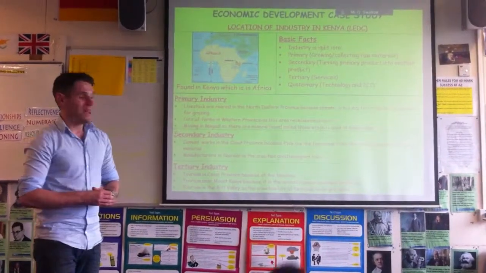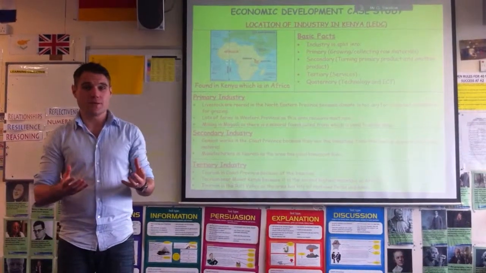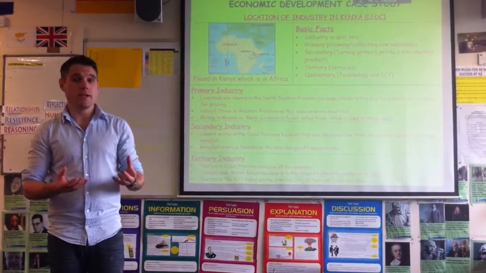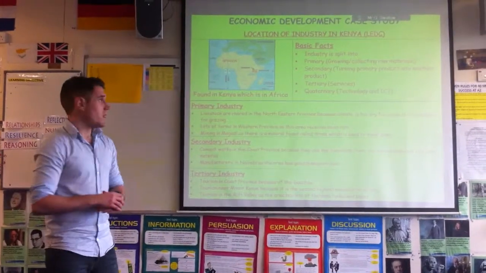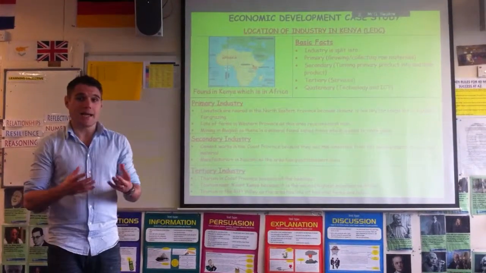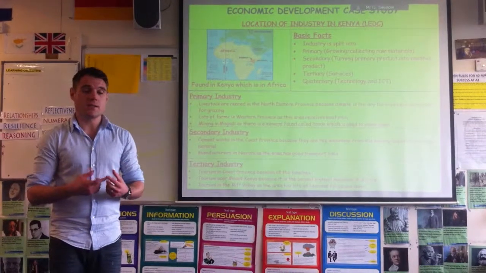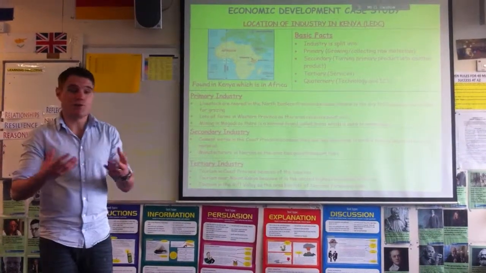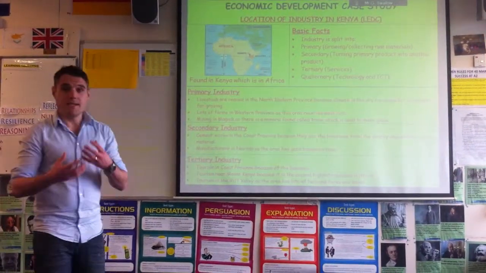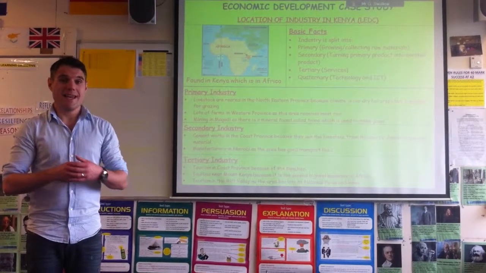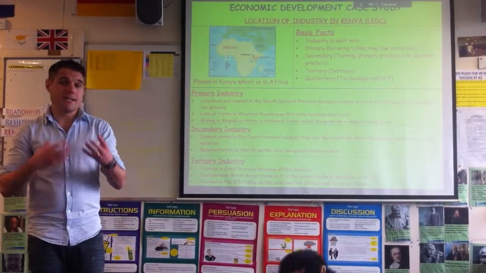Right, first of all, industry can be split into four different types: primary, secondary, tertiary and quaternary. Primary industry is growing and collecting raw materials. Secondary is turning that primary product into something else, manufacturing it. Tertiary is the idea of services. Quaternary is high-tech research and high-tech industry.